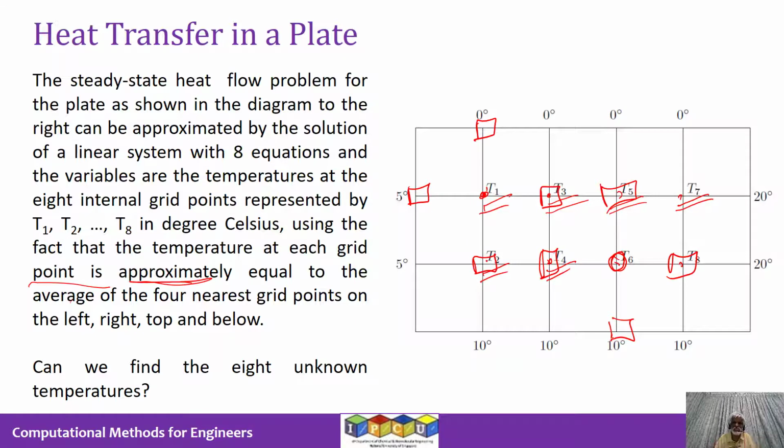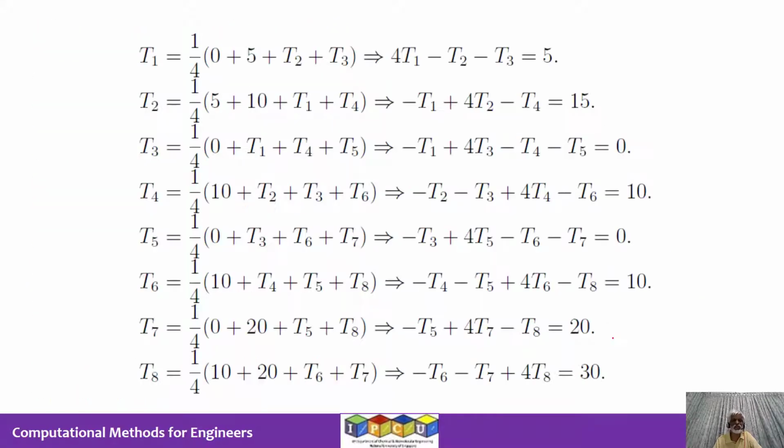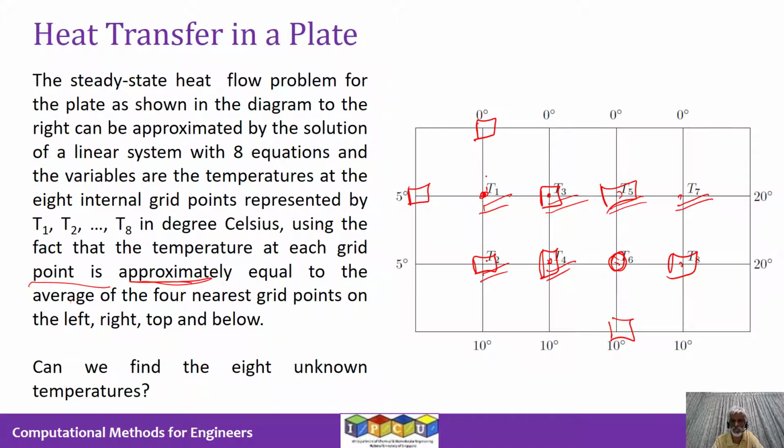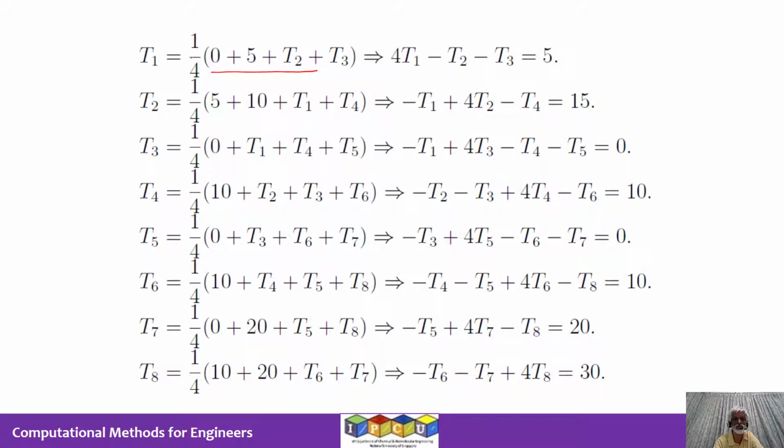In this particular case, if I take the 4 nearest grid points and average out the temperatures, I'm going to get the approximate value of the temperature at that particular node. With that idea, you can write these equations. T1 is going to be the average of these 4 temperatures, as I said. T1 is going to be the average of 5, 0, T3, and T2. That is what is written here. T1 is going to be the average of, so you divide by 4 because it is the average of 4 numbers. Once you do that, you get 4T1 is equal to 0 plus 5 is 5 plus T2 plus T3.